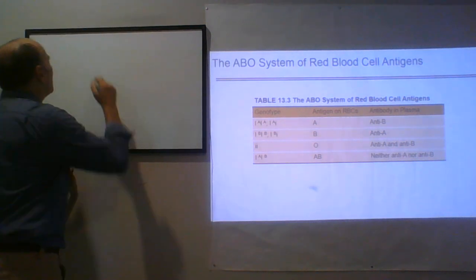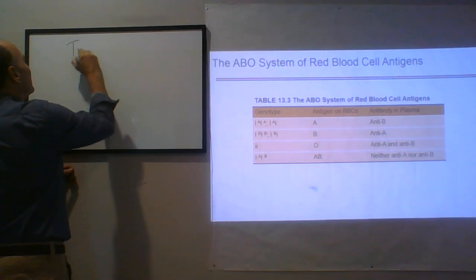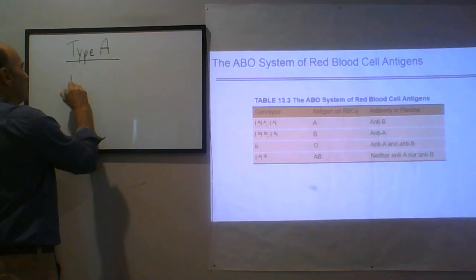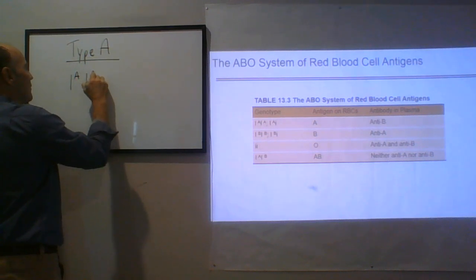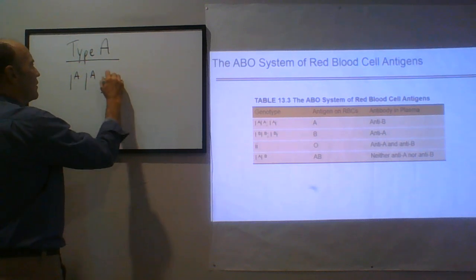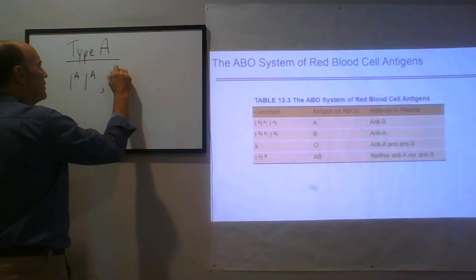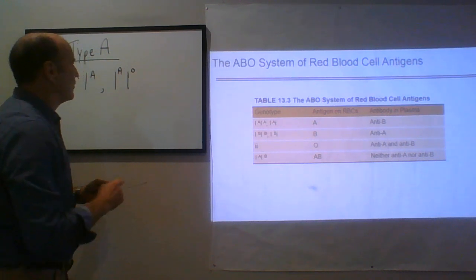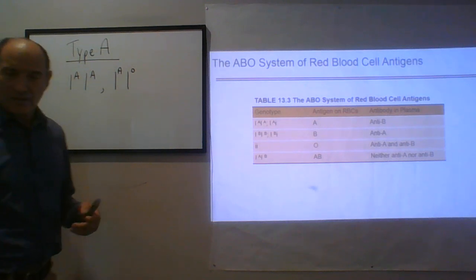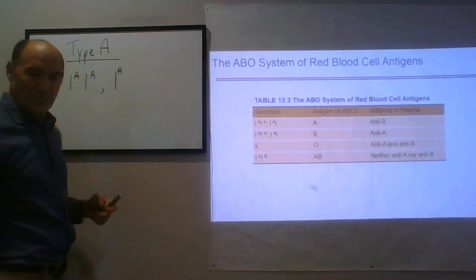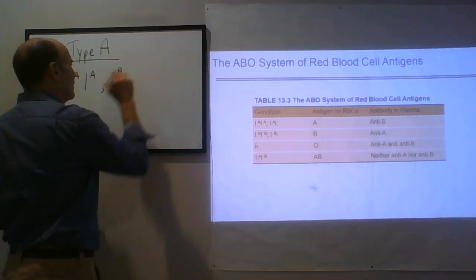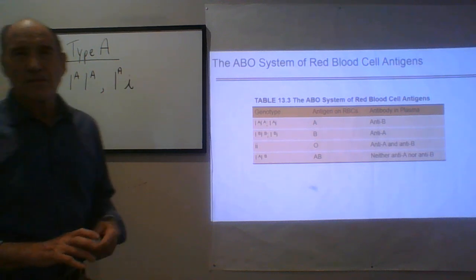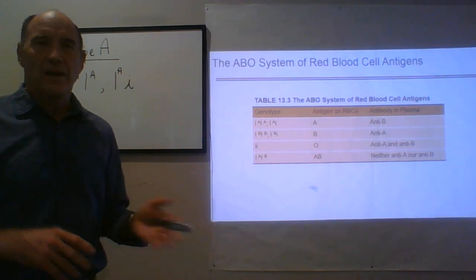So to be type A blood, you could have inherited 2 A genes, or you could have inherited an A gene and an O gene. They represent the O gene with a little I. Not sure why, but they do it with a little I, lowercase i, like that. The O gene is a recessive gene, always, to the A and the B genes.